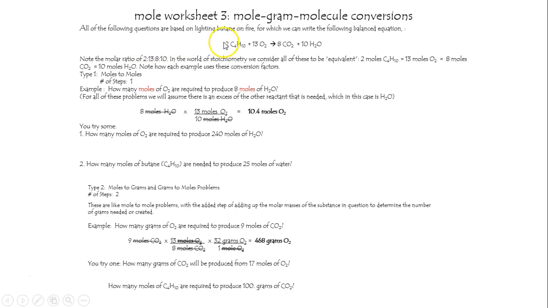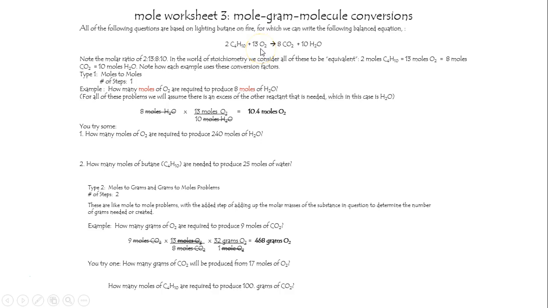All of the following questions are based on lighting butane on fire, for which we can write the following balanced chemical equation. There's your butane, there's your oxygen, there's your carbon dioxide, and water. Convince yourself that 2 to 13 to 8 to 10 works. I usually pick the hardest one and see if it's balanced as a quick check, which I think is oxygen. See how it's on 3 of the 4 substances.